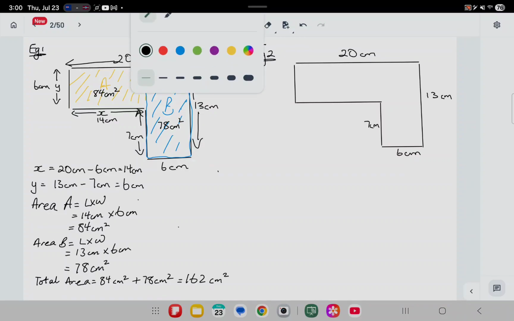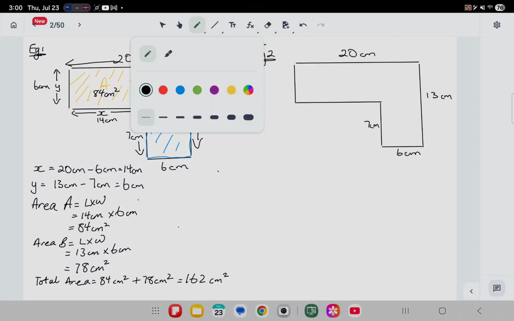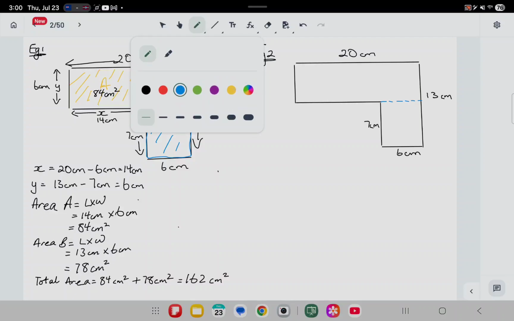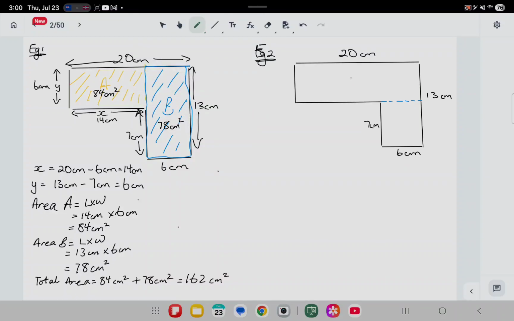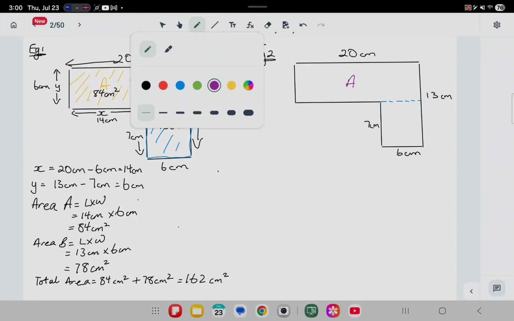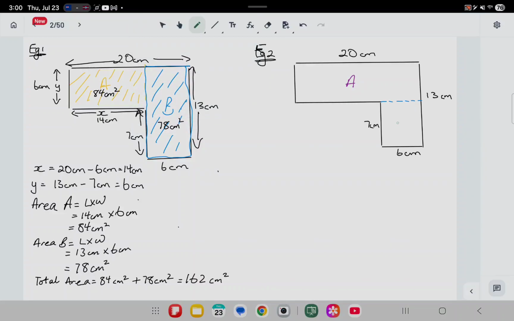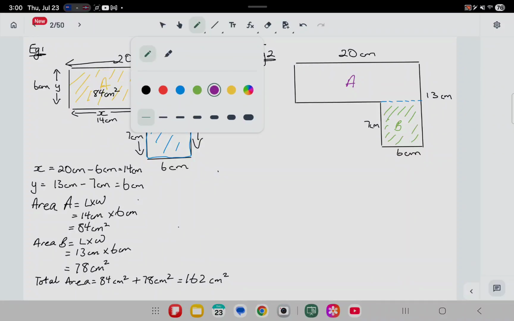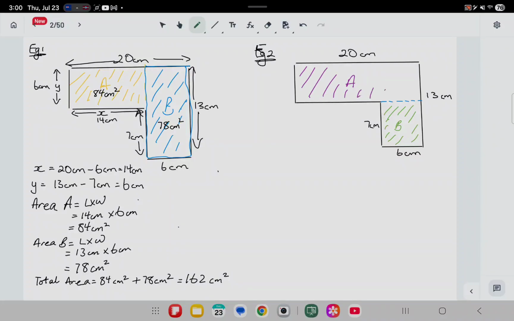So I divided the shape with a vertical line, right? Now we'll divide the shape with a horizontal line. So let's think about cutting the shape like this, forming two shapes here. We call here A, and we call here B. So we know B is this shape here, and A is this shape here, everything inside here.